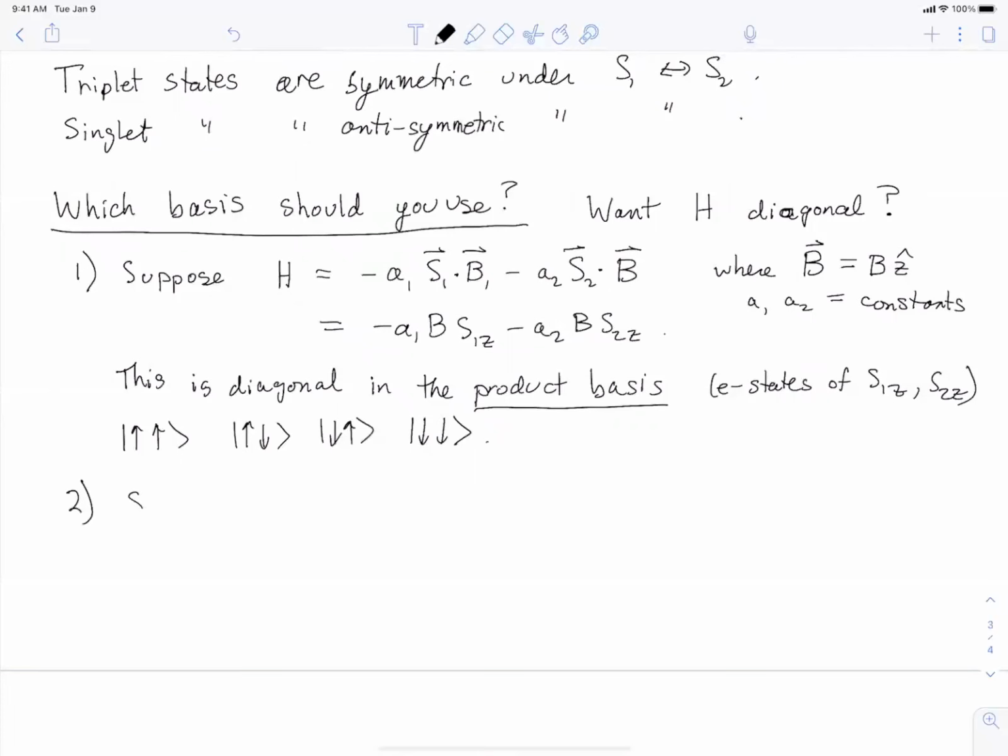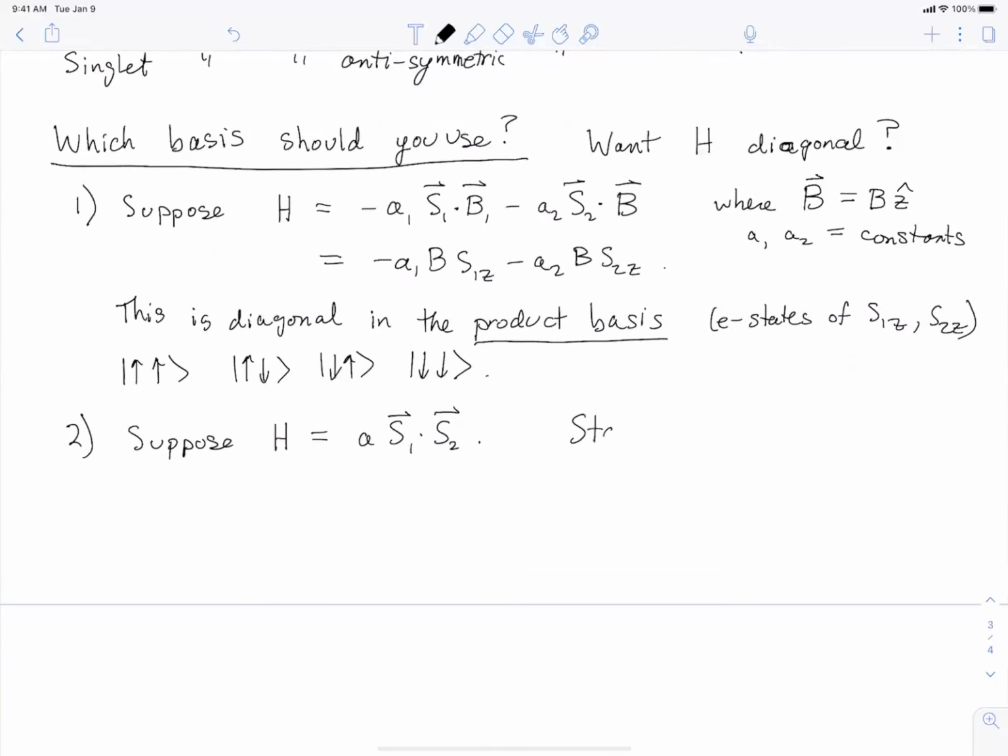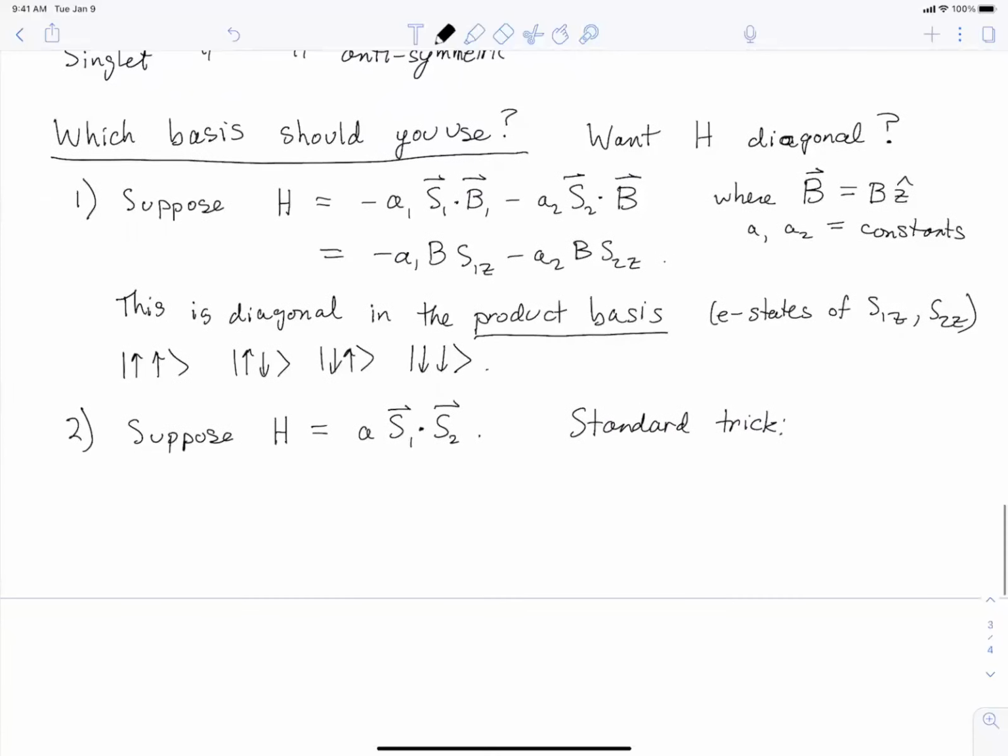Another thing that will happen is suppose that the Hamiltonian is the dot product of two spins with each other rather than with an external magnetic field. And there's a standard trick. And in fact, I would go so far as to say, if you're taking a PhD candidacy exam or doing a homework problem, and you see a dot product of two angular momenta, the chances are very high that you'll want to use the following standard trick. And that is you write it in the following way.